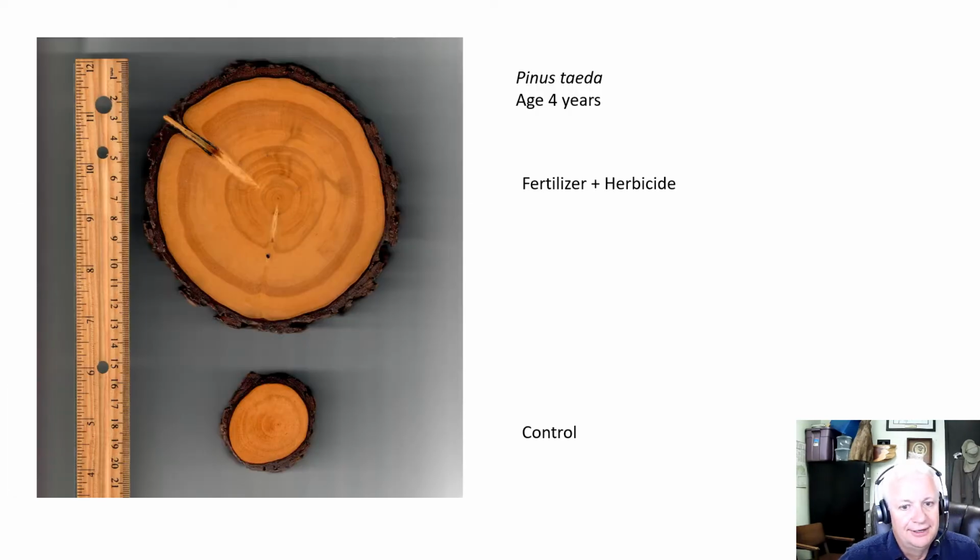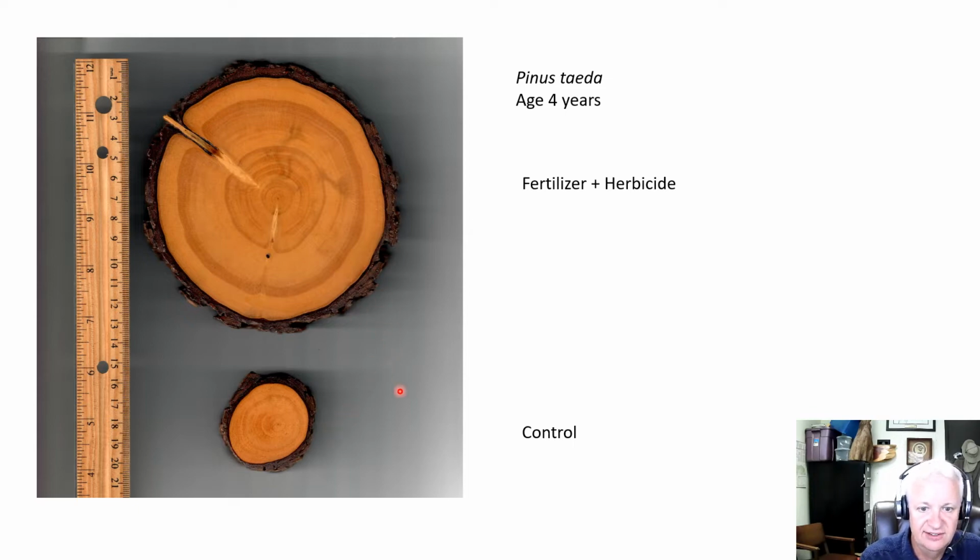Here's another example of a nutrient story. These are cross-sections from 4-year-old loblolly pine trees. This bottom loblolly pine tree here is 4 years old, but it was just growing. This is a 4-year-old loblolly pine tree that received fertilizer, but also control of competing vegetation using herbicide. So you can see the addition of fertilizer and the removal of competitors greatly increased the growth rate of this tree. You know, that tree in terms of biomass is many times larger than this tree.